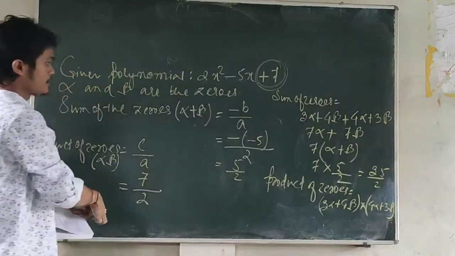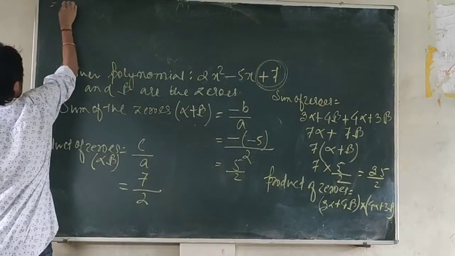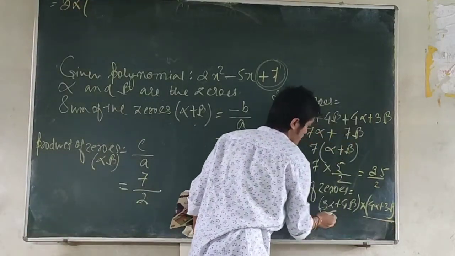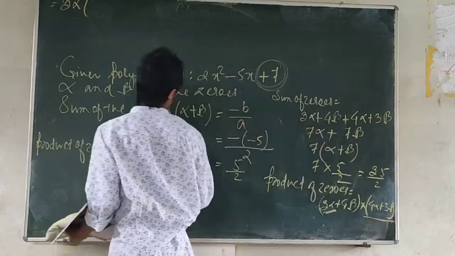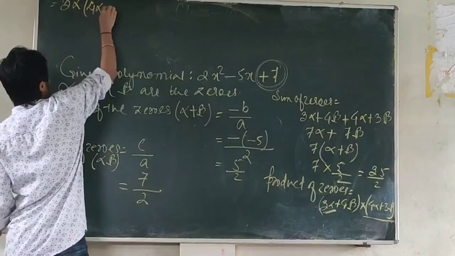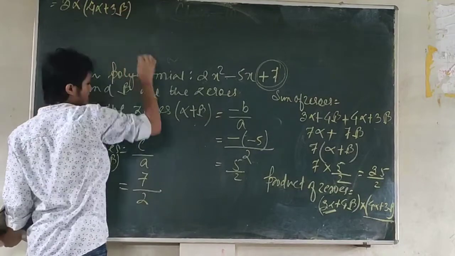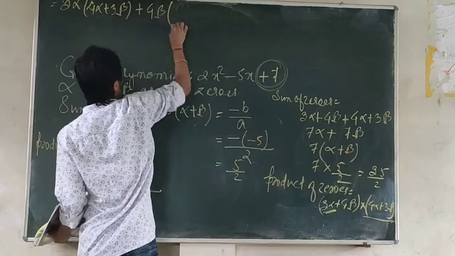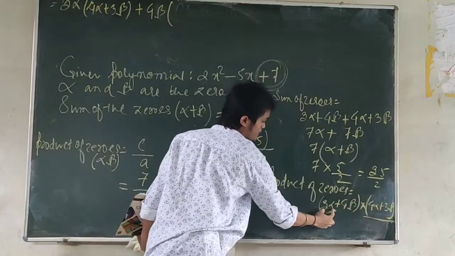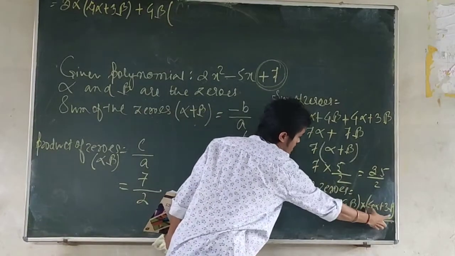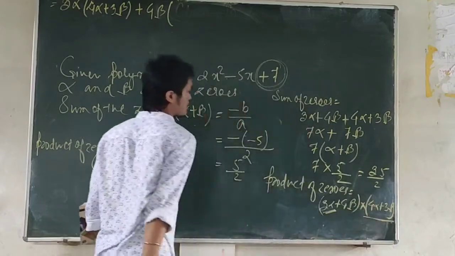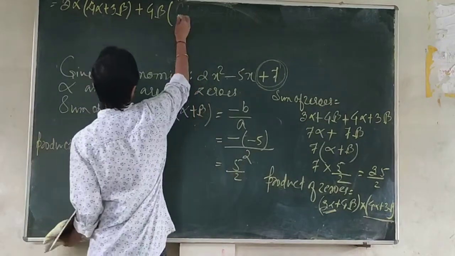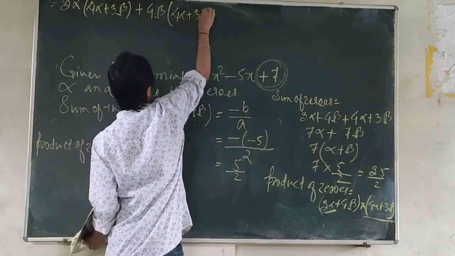So see here, (3α + 4β) and (4α + 3β). 3α into the first term, into the second: 3α into (4α + 3β), plus 4β into (4α + 3β). First we will multiply the first term, and again in the second we will multiply this one. So 3α into (4α + 3β) plus 4β into (4α + 3β).